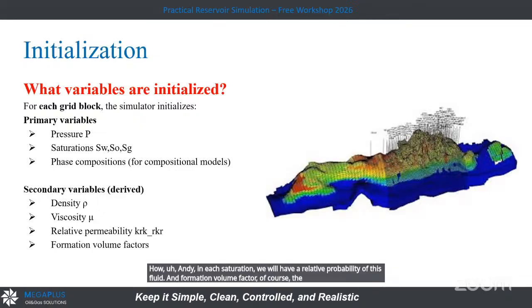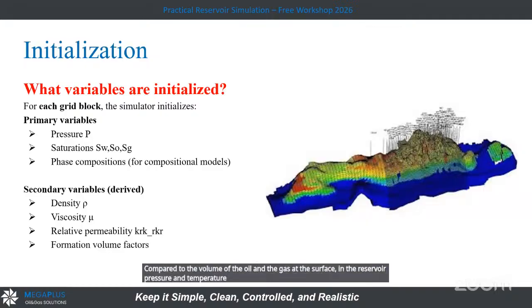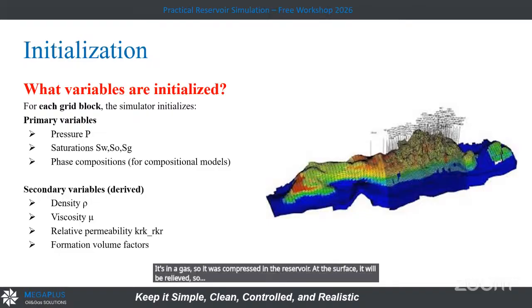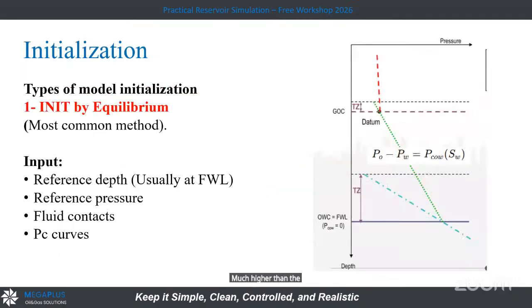The formation volume factor, for those who don't know, is the volume of the oil or the gas in the reservoir compared to the volume of the oil or the gas at the surface. The reservoir has its pressure and temperature, and if it goes to the surface, at ambient 60 Fahrenheit and 14.7 psi, the volume will change. If it's oil, it will lose gas. If it's gas, it was compressed in the reservoir, and at the surface it will be relieved, so the volume of the gas at the surface will be much higher than in the reservoir.